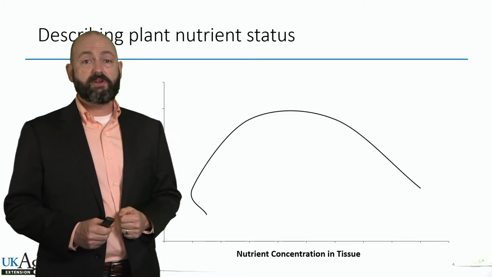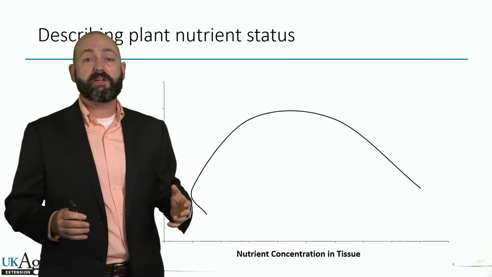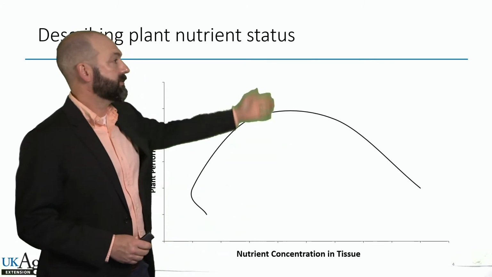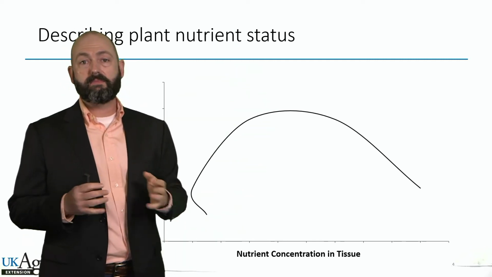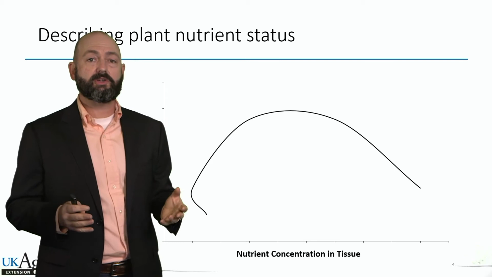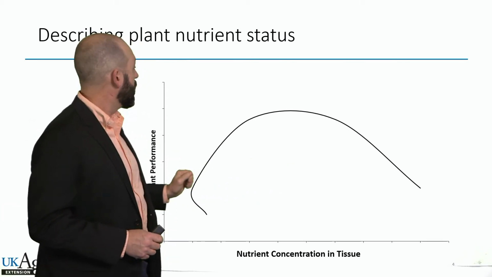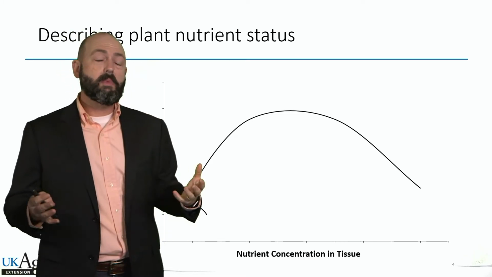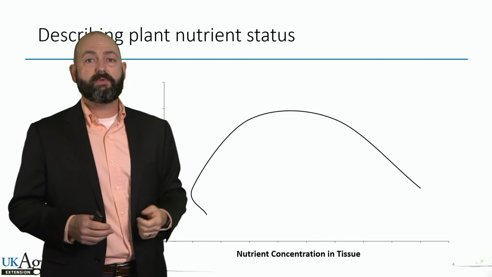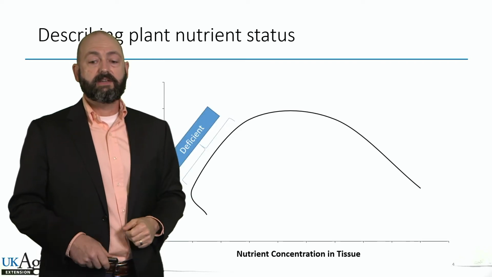So it's useful to have terms to describe plant nutrient status. And so this figure here shows on the horizontal axis the nutrient concentration in tissue, and on the vertical axis some sort of relative measure of plant performance. So typically yield. So we can look at this curve as concentration of that nutrient in plant tissue versus the yield expressed by those plants. And there might be other kind of indicators of plant performance besides yield, but for this example we'll just talk about yield.